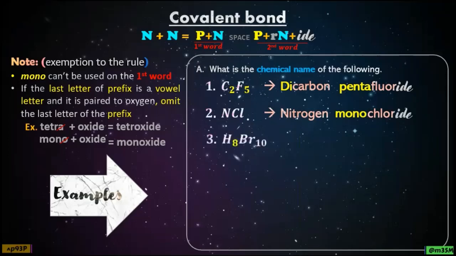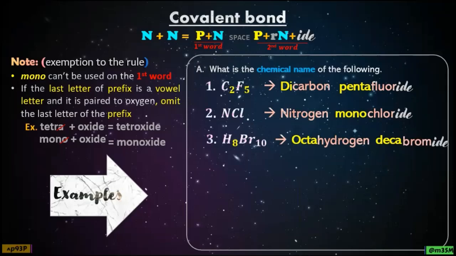Third example, we have H8Br10. Input the prefix octa and deca. So H is hydrogen and Br is bromine, but the root name is brom and plus IDE.